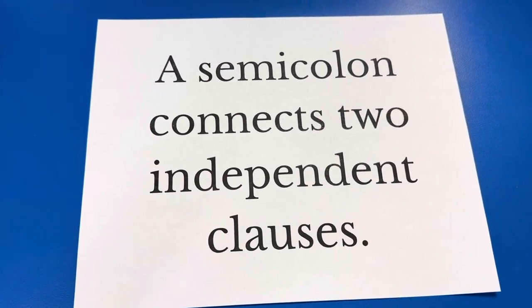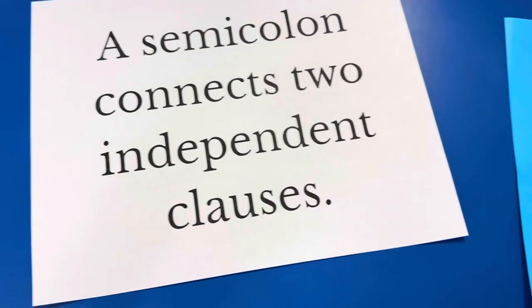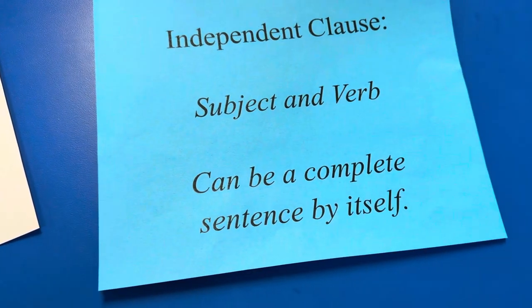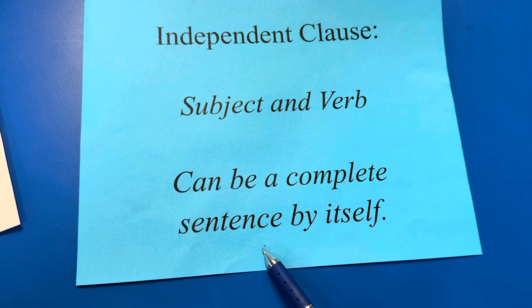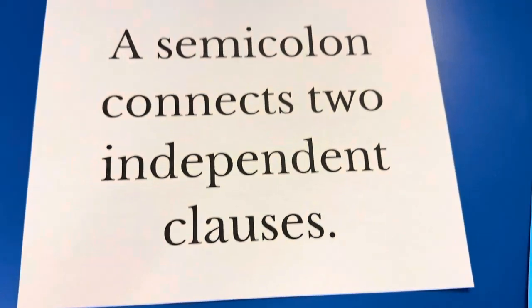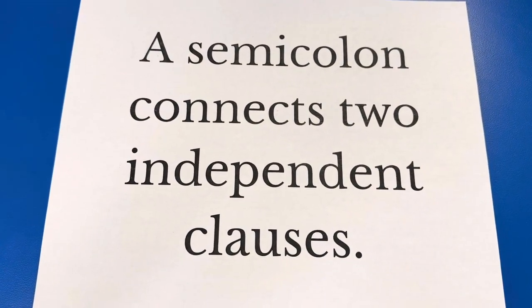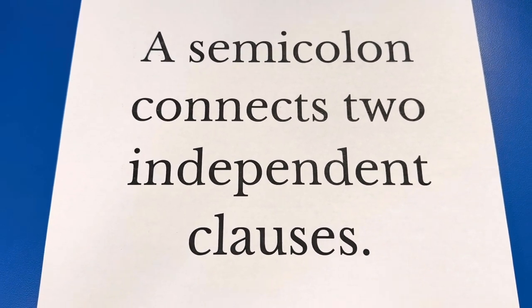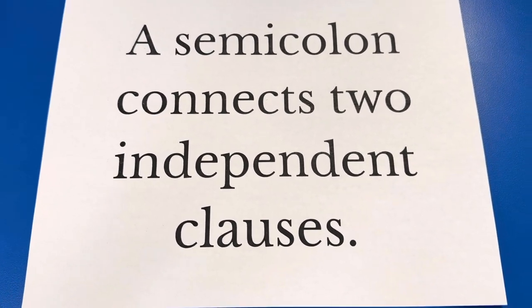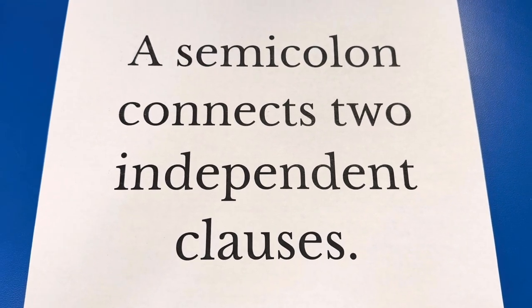Now, the purpose of a semicolon is to connect two independent clauses. If I remember, an independent clause has both a subject and a verb, and it can be a sentence by itself. So a semicolon is just connecting two of those complete sentences without a break, basically. So it will be a complete independent clause, semicolon, and then another complete independent clause.